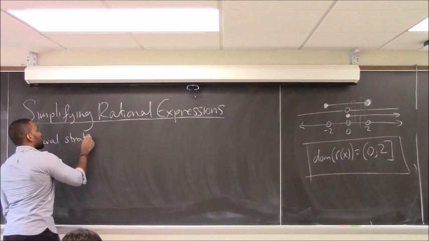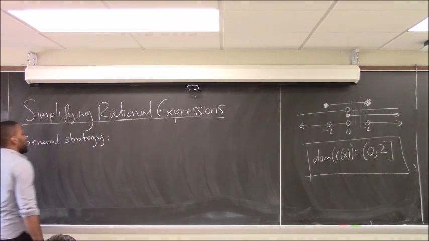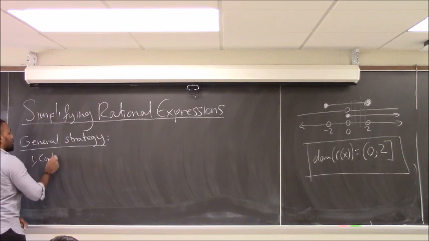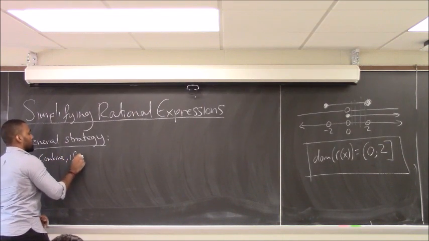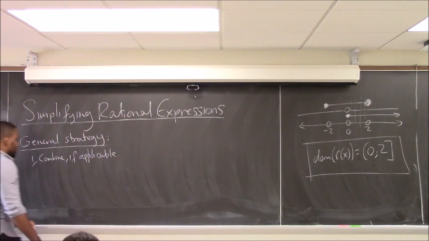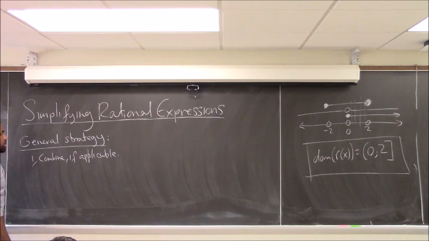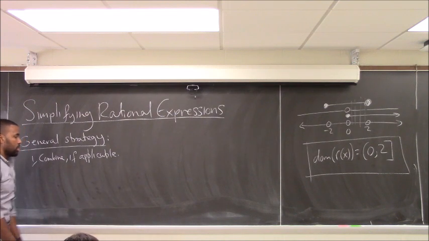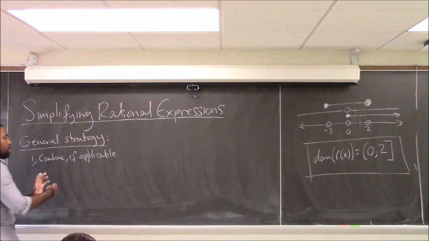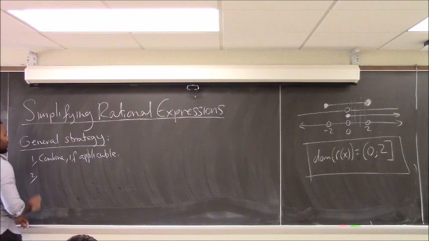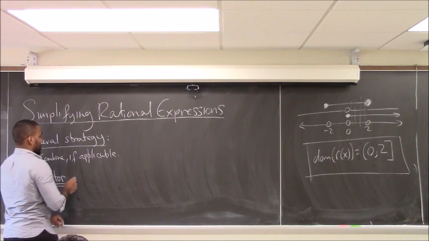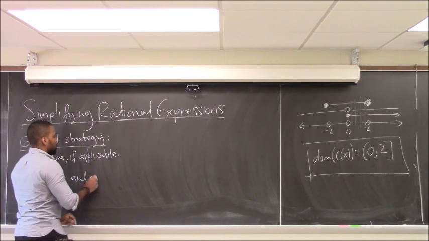If I give you some things with rational expressions and I ask you to simplify them, probably what you'd want to do is, one, you're going to combine them. So if I give you several rational expressions, I say simplify this expression, chances are at some point you're going to want to add them all together and then start working on it. And two, you're going to factor. That's very important. Factor and cancel common factors.